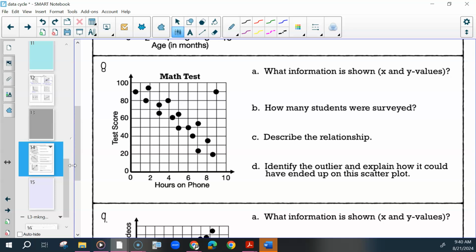So what information is shown on the X and Y axis? Test scores and hours on phone. So that part we can easily find just by the titles or the labels on the axes. On the x-axis, we have hours on the phone. On the y-axis, we have test scores. So similar to one of the ones we already did, but it has more data.